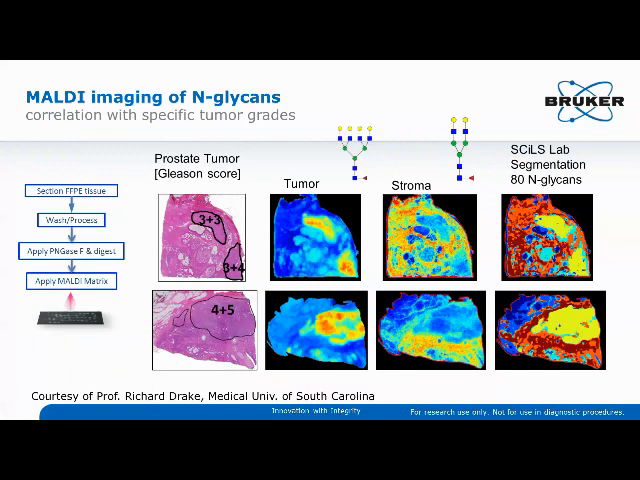Looking at another example here, prostate tumor. Two different Gleason scores, a 6, a 7, and a 9. Again, segmentation maps, individual glycan maps, illustrating certain glycan moieties preferentially abundant in the tumor region, preferentially abundant in the stroma region. And then again, based on the segmentation of 80 different detected species, you can see a nice agreement with the general histology, just giving support to the idea that the glycosylation patterns are very relevant to the tumorigenesis.